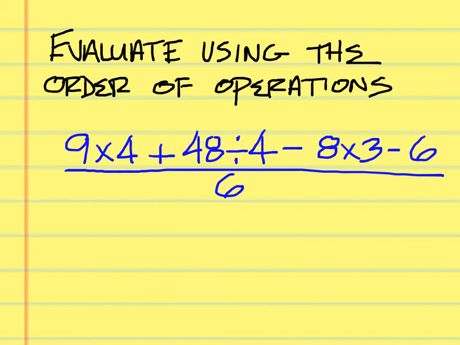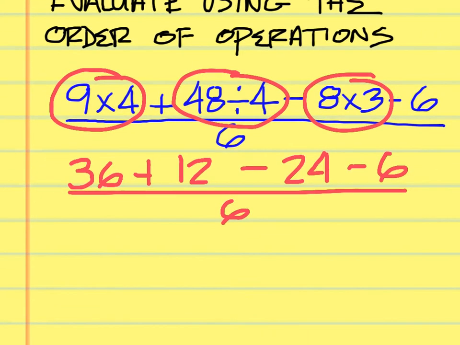You must do multiplication and division first. So this is 36, this is 12, that's 24, and then minus 6. Divide everything by 6. So 36 and 12 is 48. 48 minus 24 is 24, and minus 6 is 18. Divide by 6 to get an answer of 3.